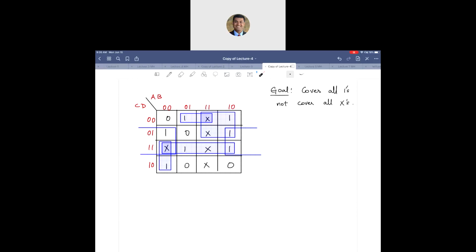Now, an important question is, would you try to make a group here vertically? No, because your goal is not to cover all the don't cares. So you would leave that don't care out, which essentially means that you are treating this as a 0 and all of this as a 1.